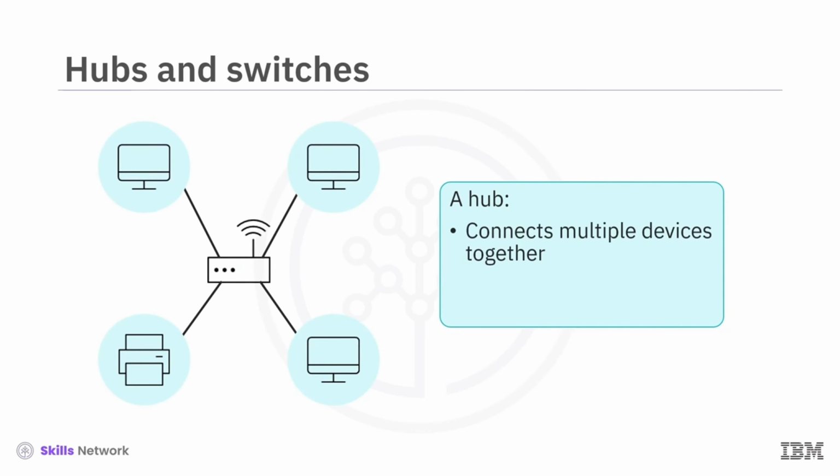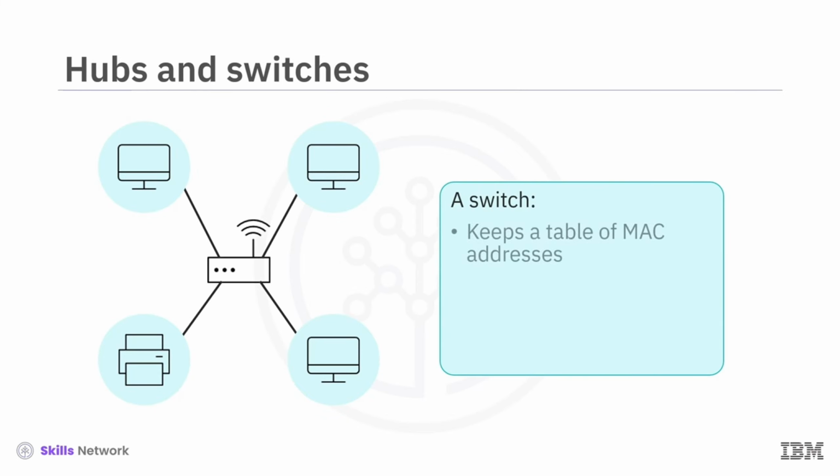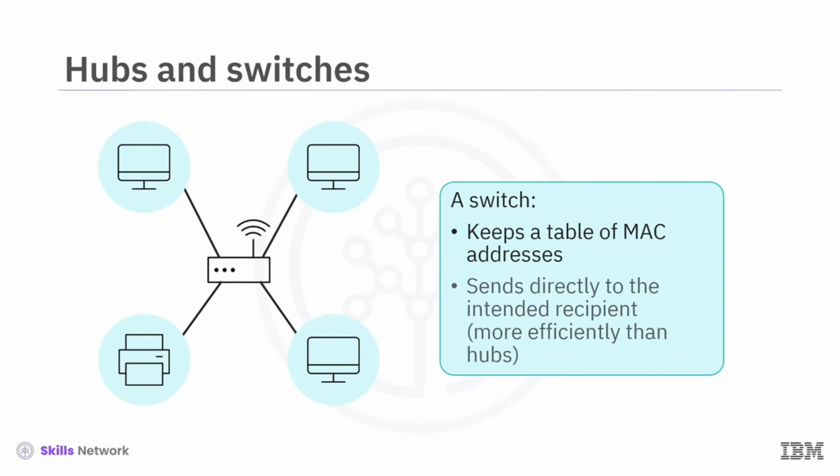A hub connects multiple devices together in a network. When data is sent to a hub, it broadcasts that data to all devices on the network, except for the one that sent the data. A switch is similar to a hub, except it keeps a table of MAC addresses. When a switch receives any data, it looks up the proper MAC address and forwards the data to the right place. Switches are more efficient than hubs because they only send data to the intended recipient. Switches and hubs connect to modems. If a switch or a hub fails, it brings the entire network down.